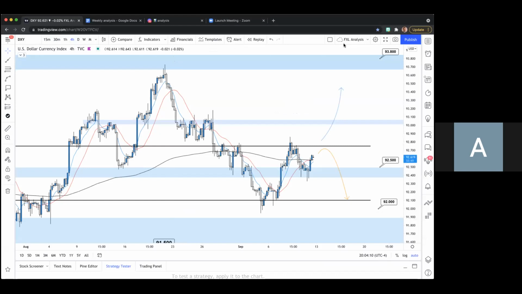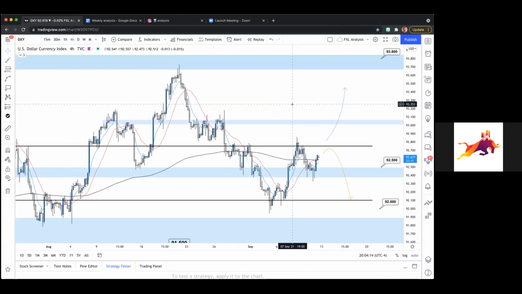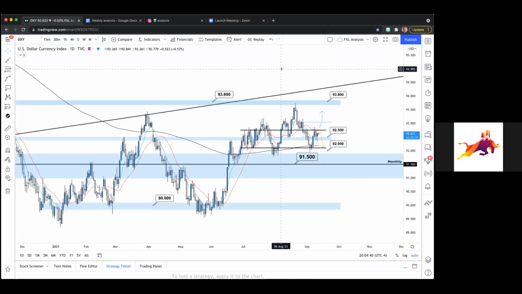All right, cool. We're going to start off here on DXY. I'm going to take you through the daily time frame and grab the trend, then drop to the 4-hour and discuss two potential likely scenarios for the week ahead, based on just riding the trend. Nothing too ridiculous. We're not really playing any breakouts, it's more about following price action. So let's start off with the daily time frame.